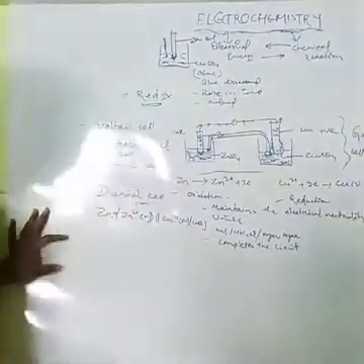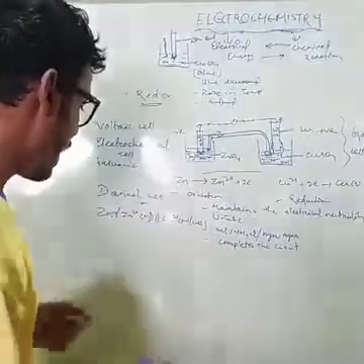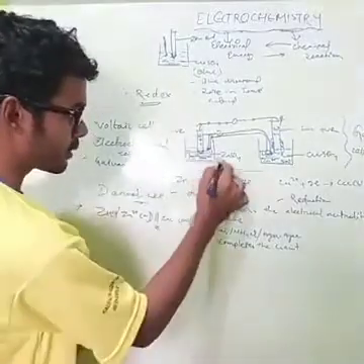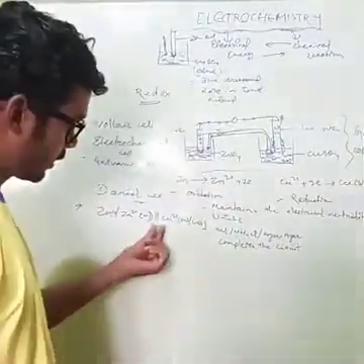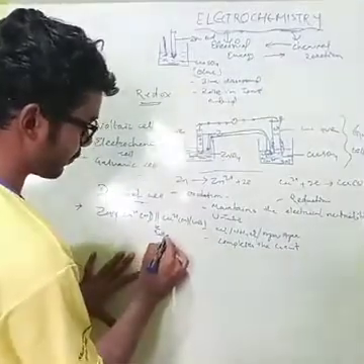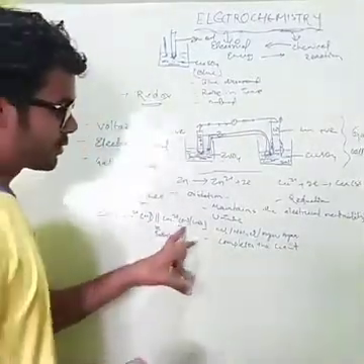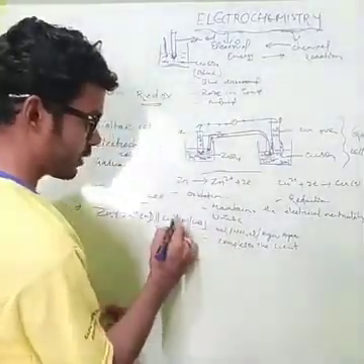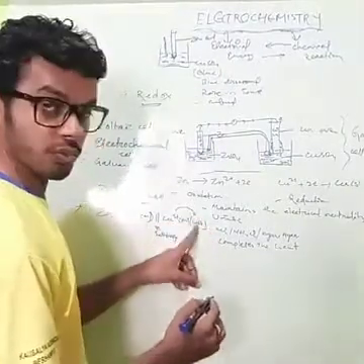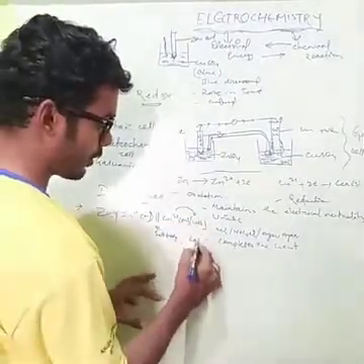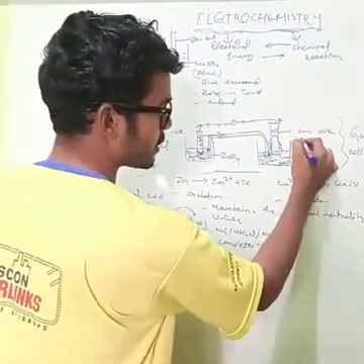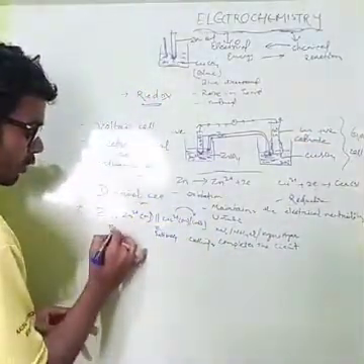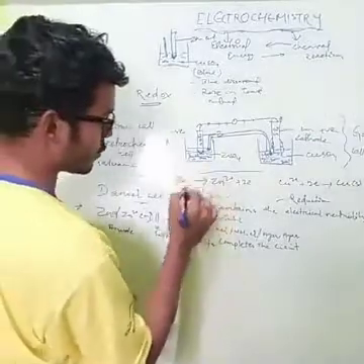Okay, so this is how you need to represent a cell, and this double bar is the salt bridge. This is the cathodic part, where the reduction takes place. This is Cu2+ to Cu, that is reduction, so this side is the cathode, and this is the anode, where oxidation takes place.